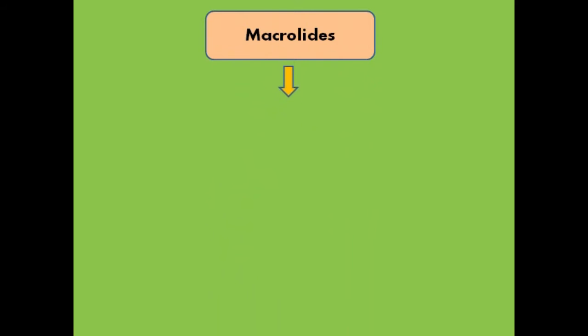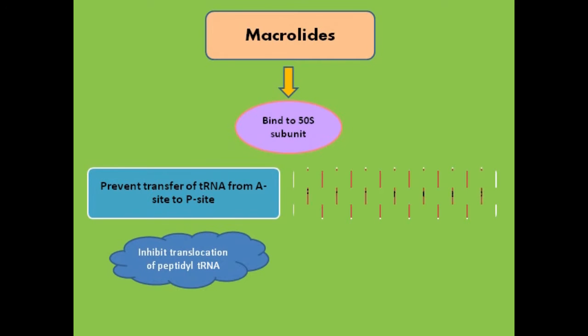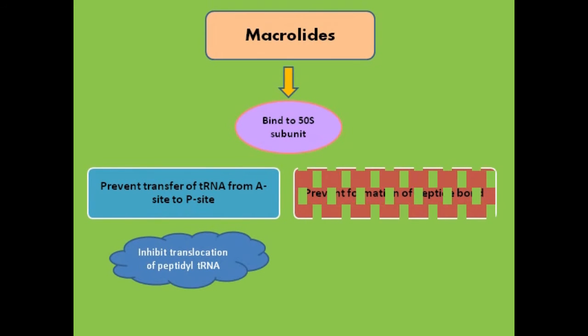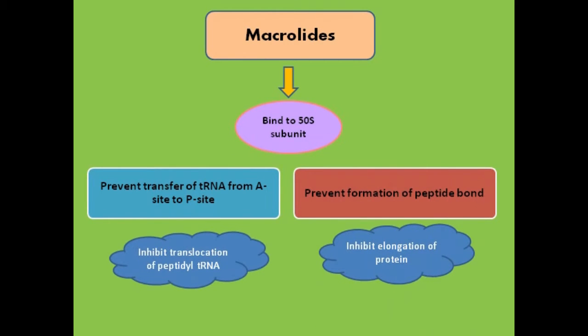Macrolide binds to 50S ribosomal subunits. There are also two types of mechanisms in the macrolide. The first one is preventing the transfer of tRNA from A site to P site, which inhibits the translocation of peptidyl tRNA. The second one is preventing the formation of peptide bond, which will inhibit the elongation of protein. Now, we will show you the mechanism of action of the macrolide in the analogy.